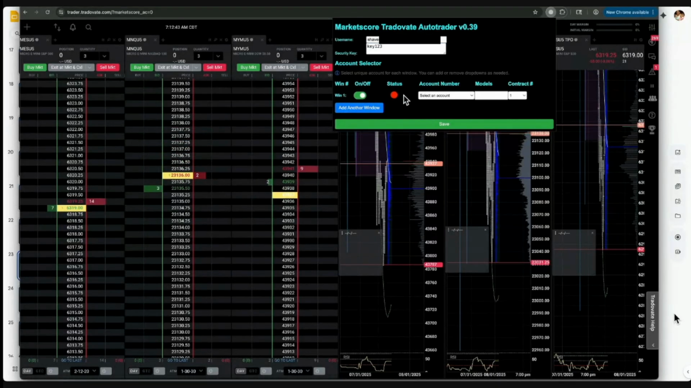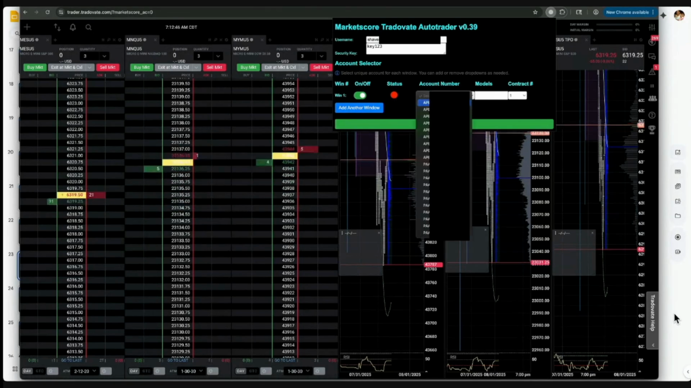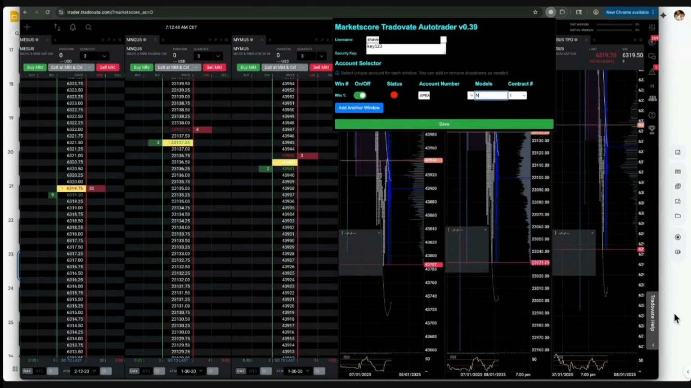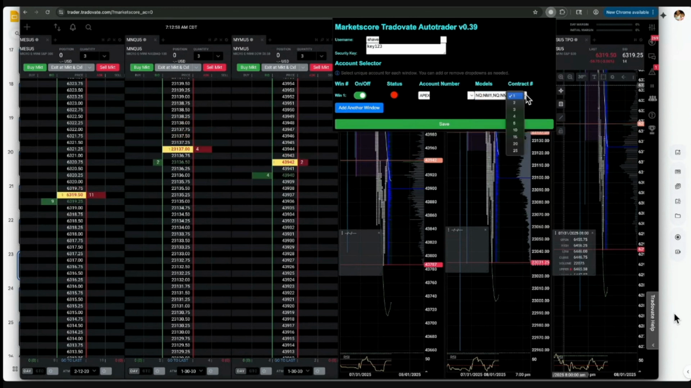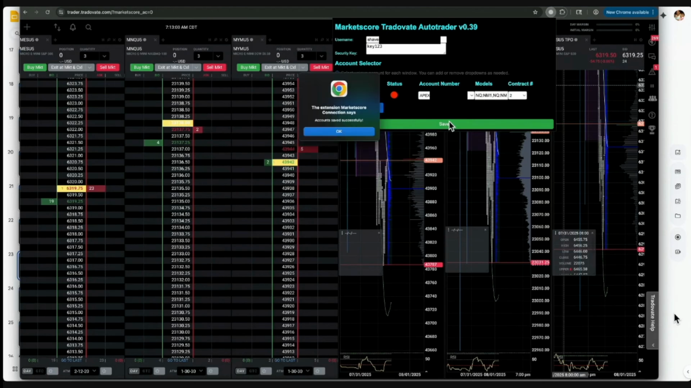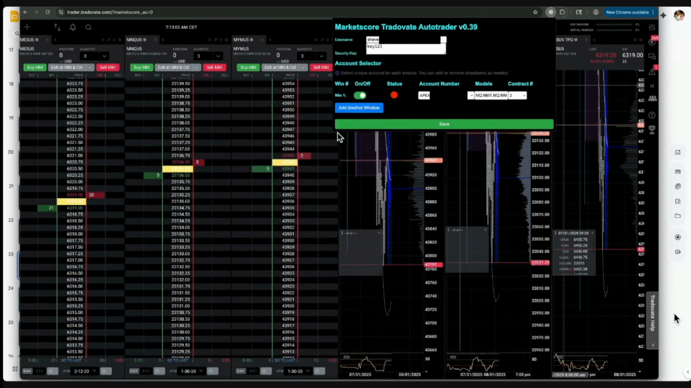You turn on the account, you select the account from the list, and then you type in the models. Right now, it's typed in. I will make it so that you could click it and pick the models. For right now, I'm just trying to get the ability for it to be usable. And then you pick the number of contracts, you save it, you're done. That's it.